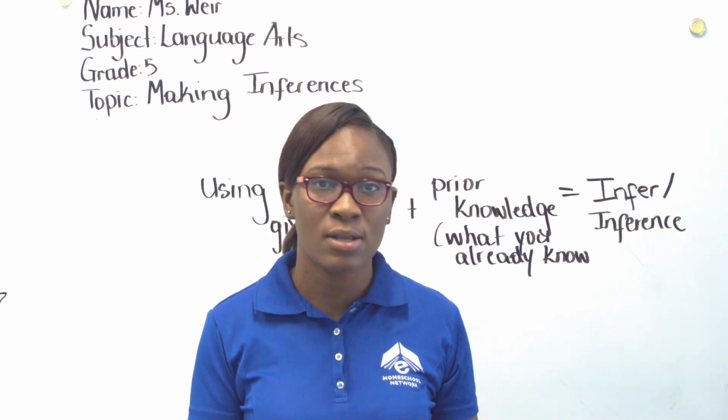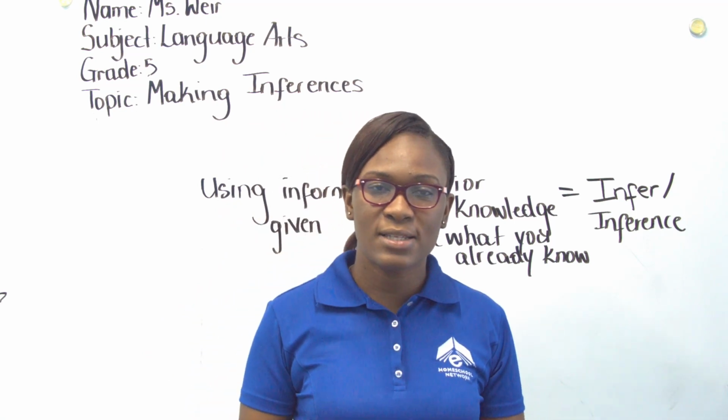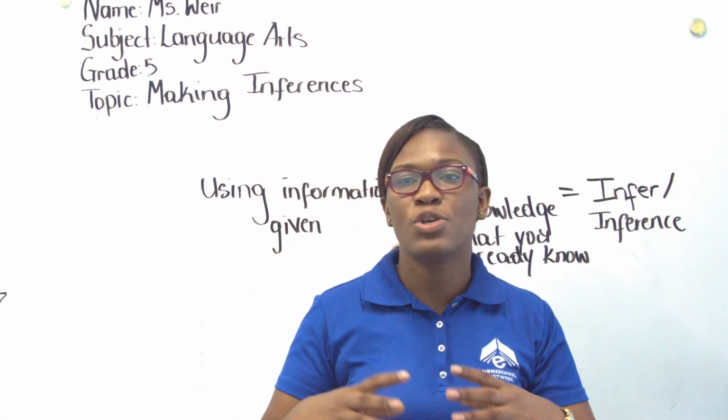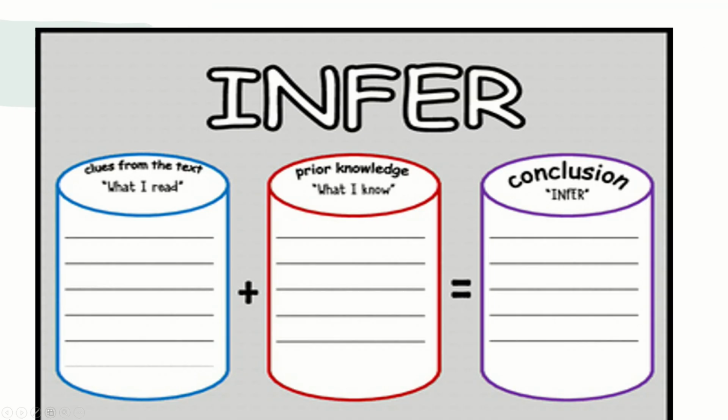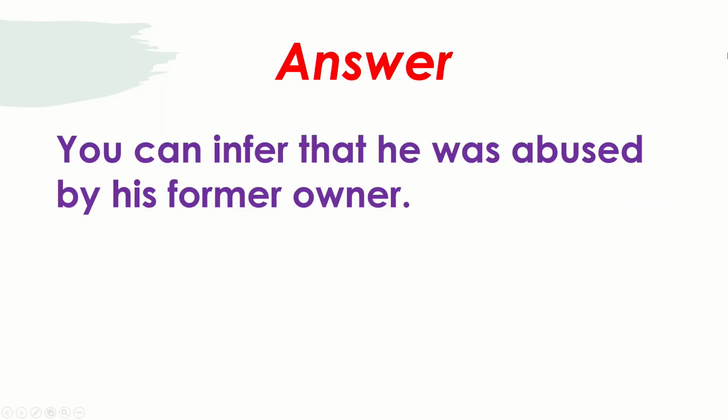And you can use this to also help you. So as I said to you before, you're going to use clues from what they gave to you, plus what you know, and then you can draw your own conclusion. What can we infer? Now, based on what was said, we can infer that the puppy was abused, maybe by its former owner. Something happened.